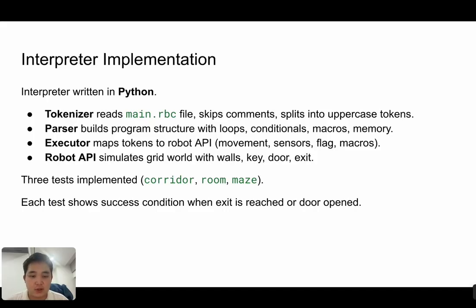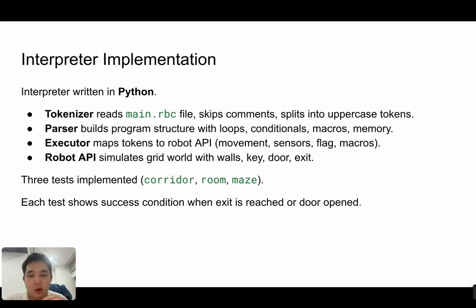We've separated the interpreter into 3 main parts: tokenizer, parser, and executor. Each part does its own role. For example, the tokenizer just reads the main.rbc file and splits everything into uppercase tokens. Then we use a parser in order to parse all of these tokens and build our program. The parser also uses structures from the executor. The executor basically performs all the operations that the robot does in our program, which were written in .rbc code. And the Robot API provides sufficient API in order to manipulate the robots.